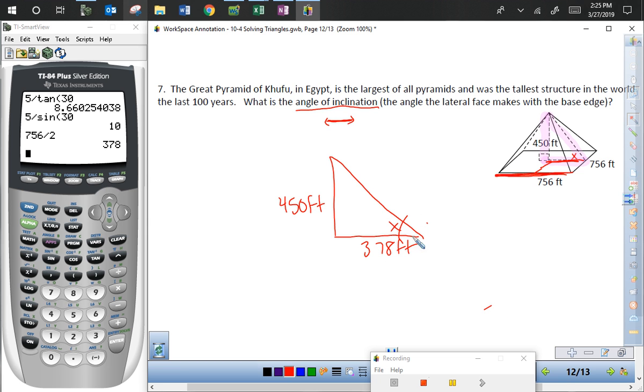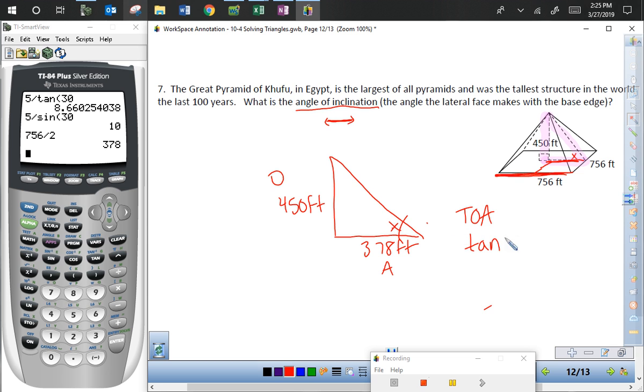Now that we have two sides, we can solve for that angle. We'll always need two pieces to be able to do this SOHCAHTOA. We may have two sides, or we may have one side and one angle. But now, let's use our triangle and this angle to figure out what we use. 450 is the opposite of that angle, and the 378 is the adjacent. So TOA tells us tangent.